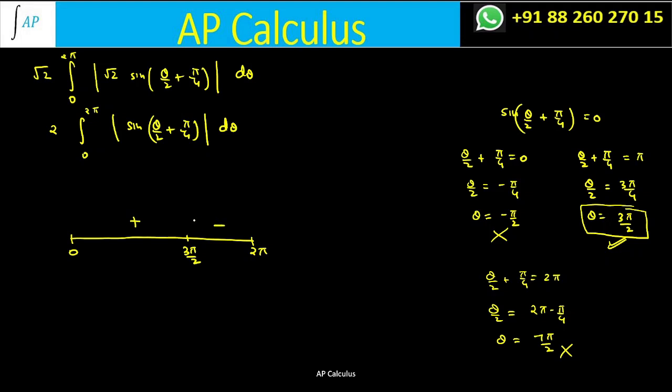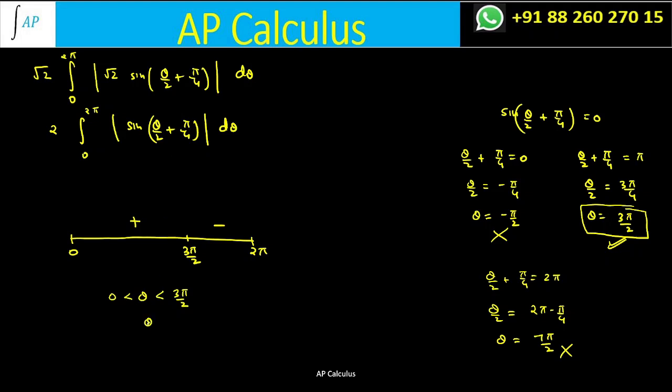You can again cross check whether it is going to be positive or negative. Let's check it like this. Suppose I want to see from 0 to 3 pi by 2, when theta is going from 0 to 3 pi by 2, where this theta by 2 plus pi by 4 is going.